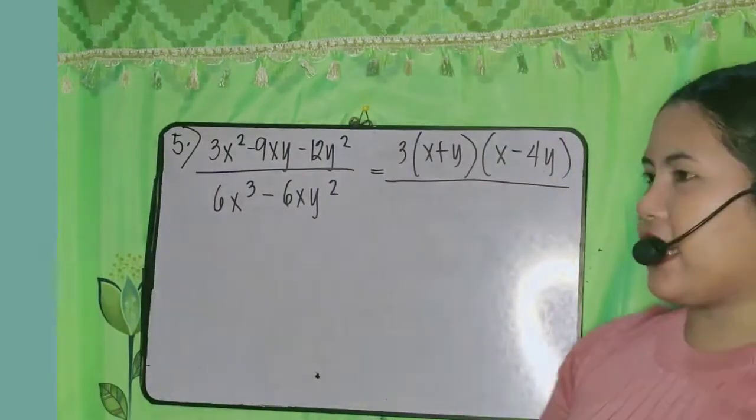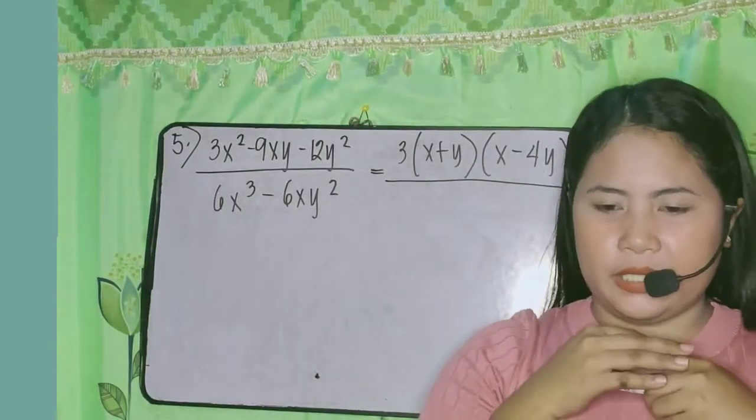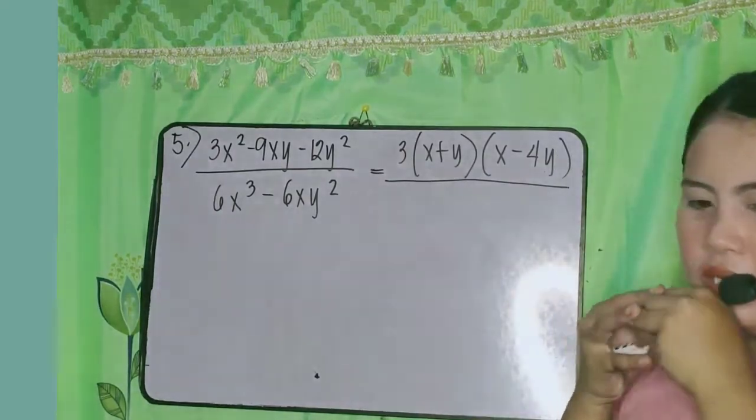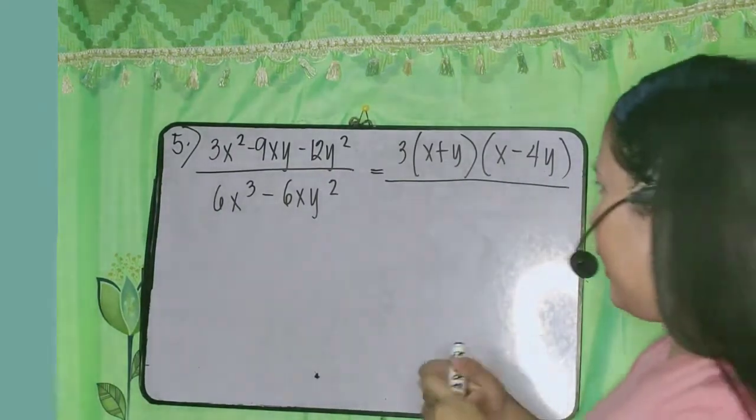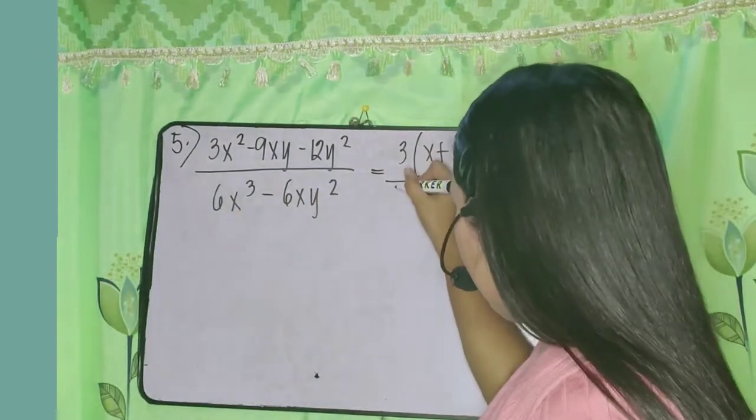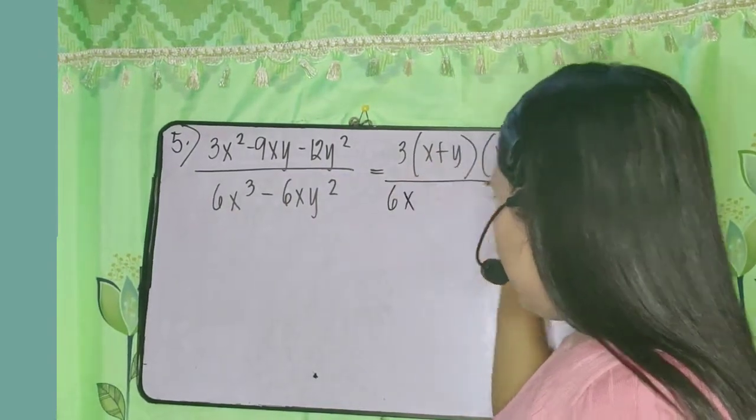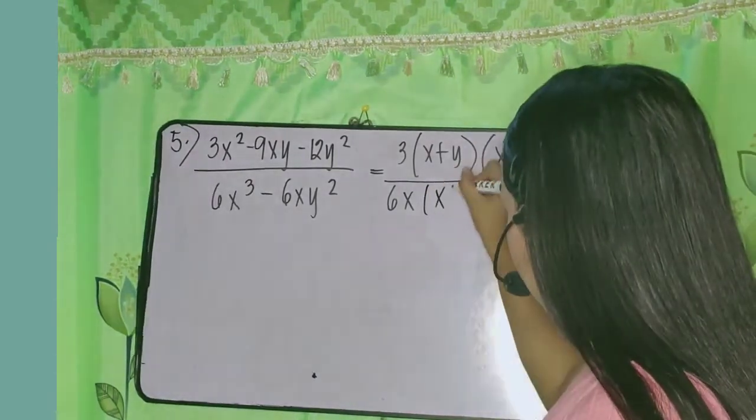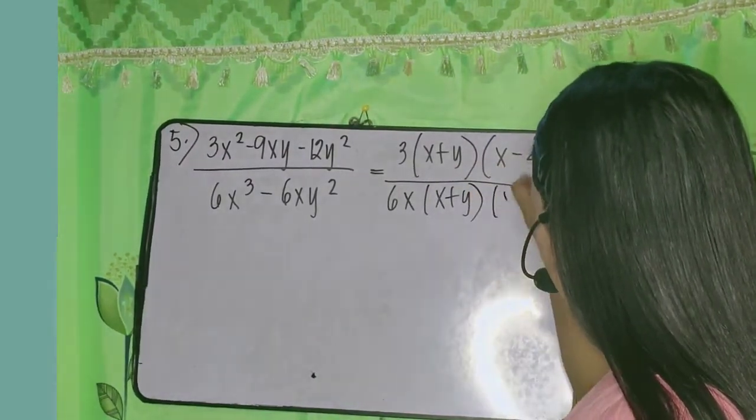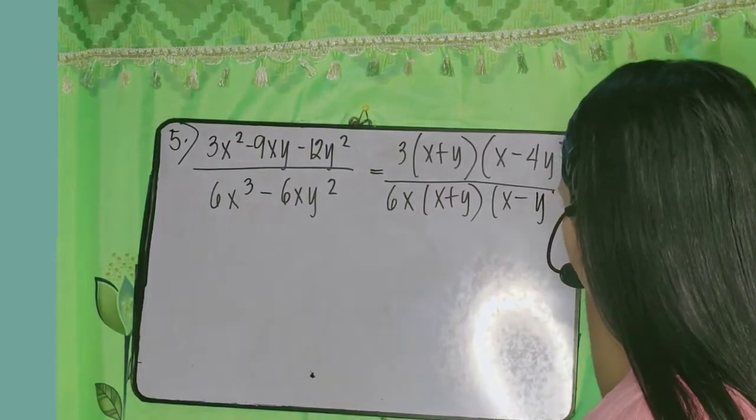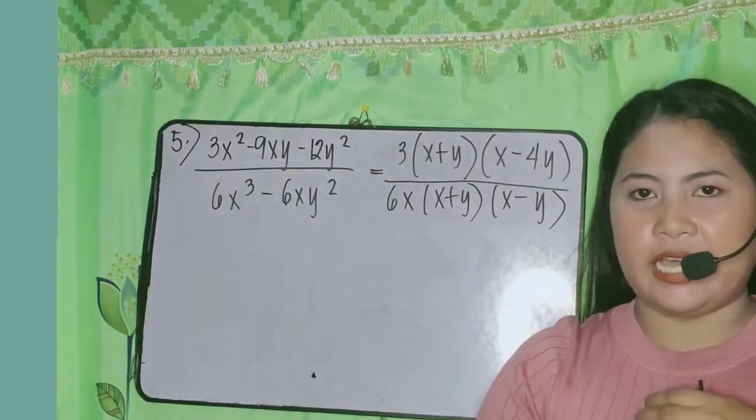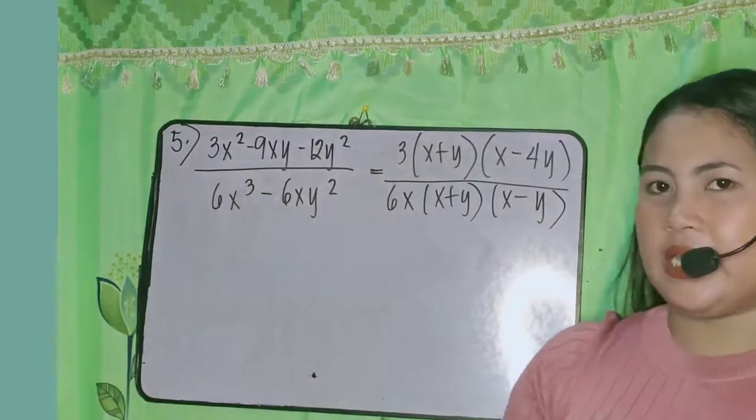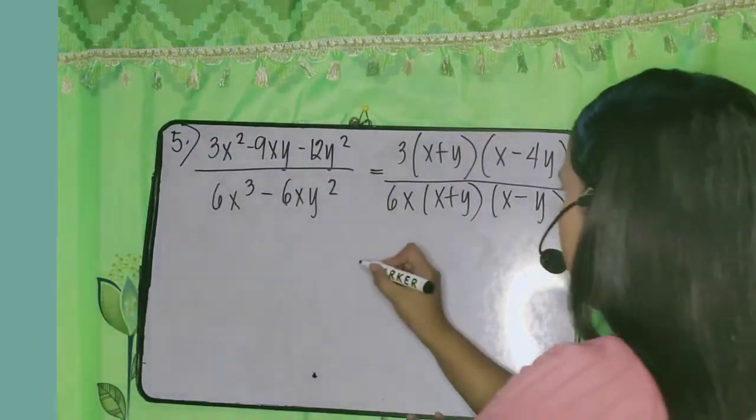Okay. So, ano naman kaya yung factor ng denominator? So, again po, try and error po yung gagamitin natin. So, let's say po, since may 6 dyan, may 6 tayo dito. So, let's say we have 6x times x plus y, and then x minus y. Okay. So, again po, try and error tayo. So, para malaman natin na tama yung nakuha natin ng factor, gagamitin natin is yung FOIL method. Okay. So, sa baba na lang.